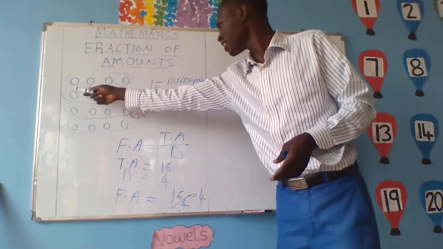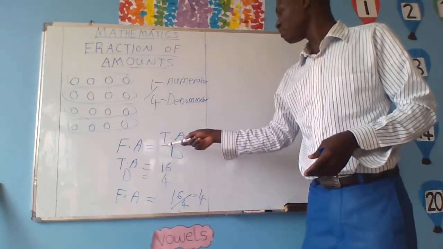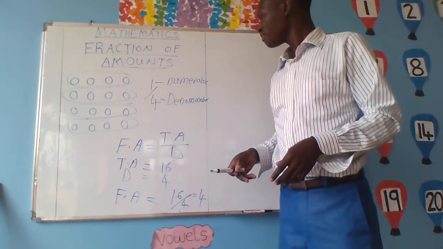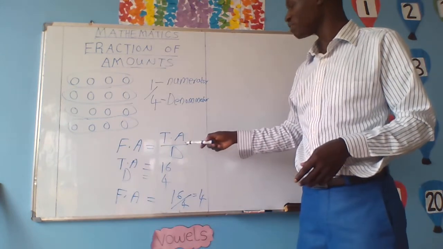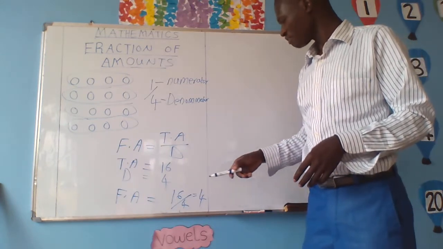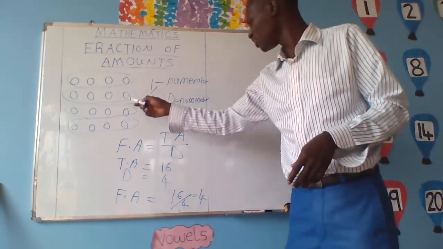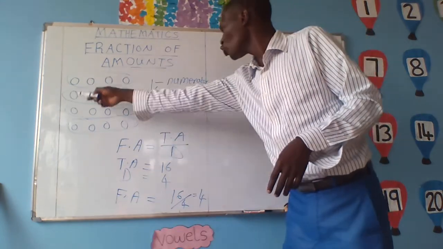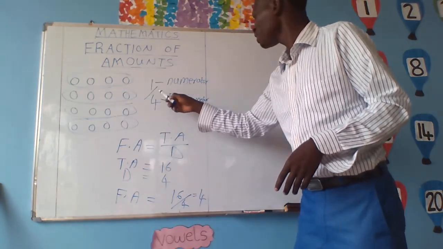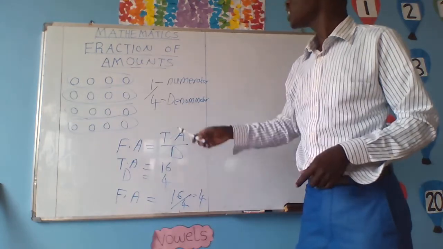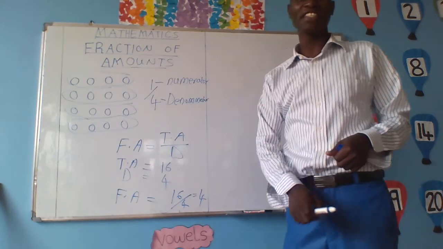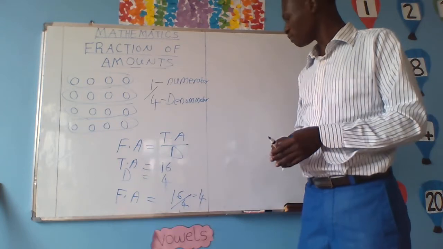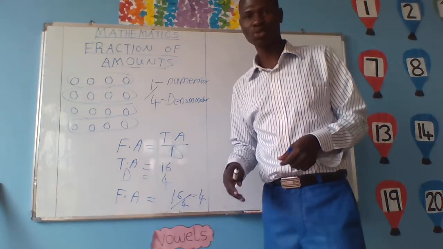We are taking the total number of amount divided by the denominator of our fraction. So the answer here is equal to 4. That is, 16 bottle tops divided by 4 as the denominator of our fraction is equal to 4. This is the way of finding the fraction of amount.